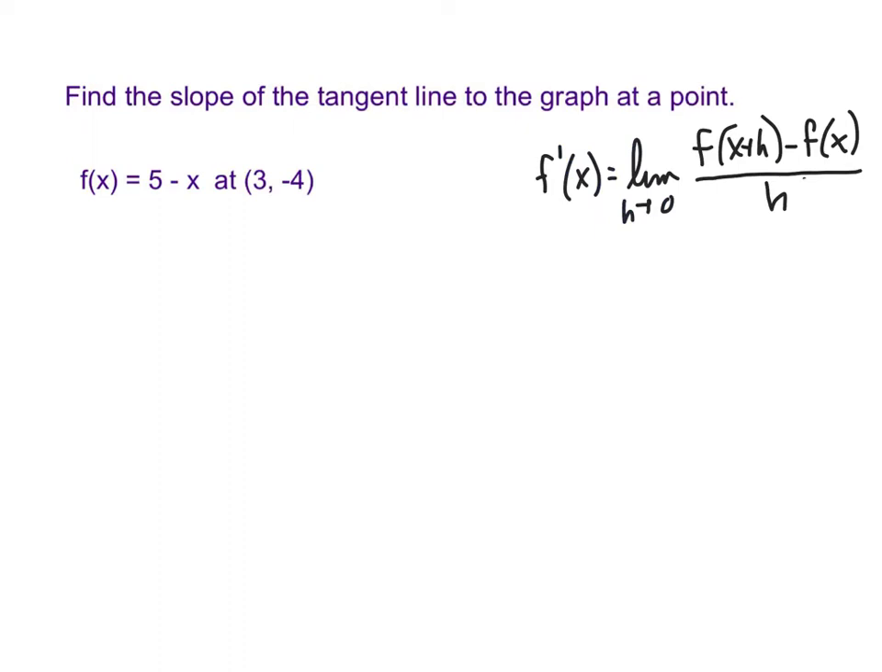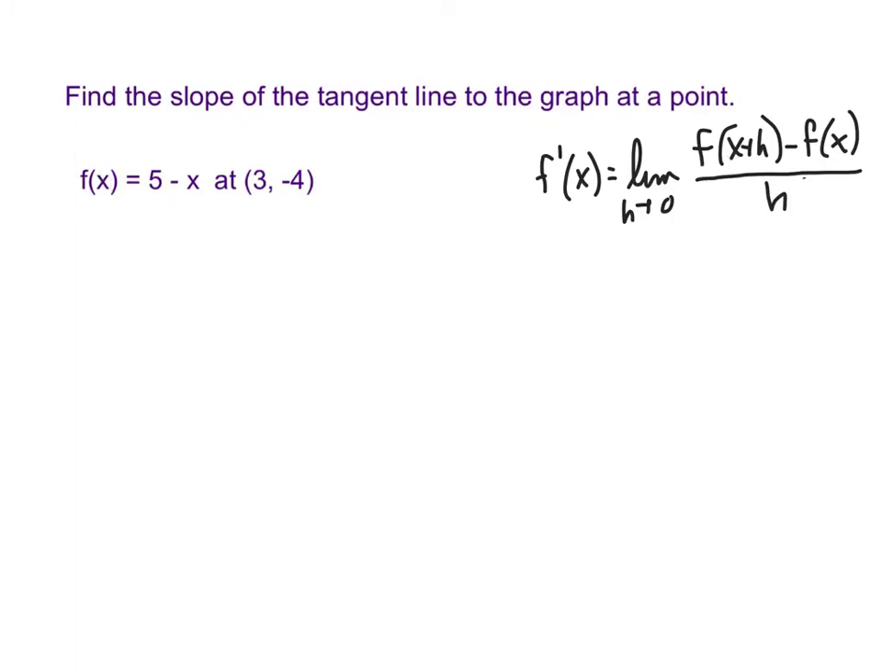So here's our first example. We are going to find the slope of the tangent line to the graph at a point. So here's my graph. This is the equation of a line at the point 3, -4. To find the slope of the tangent line, we need the derivative. So we're going to use the limit definition of a derivative. It's the only rule we know so far. You recognize the function notation. We know what f of x is. F of x is 5 minus x.